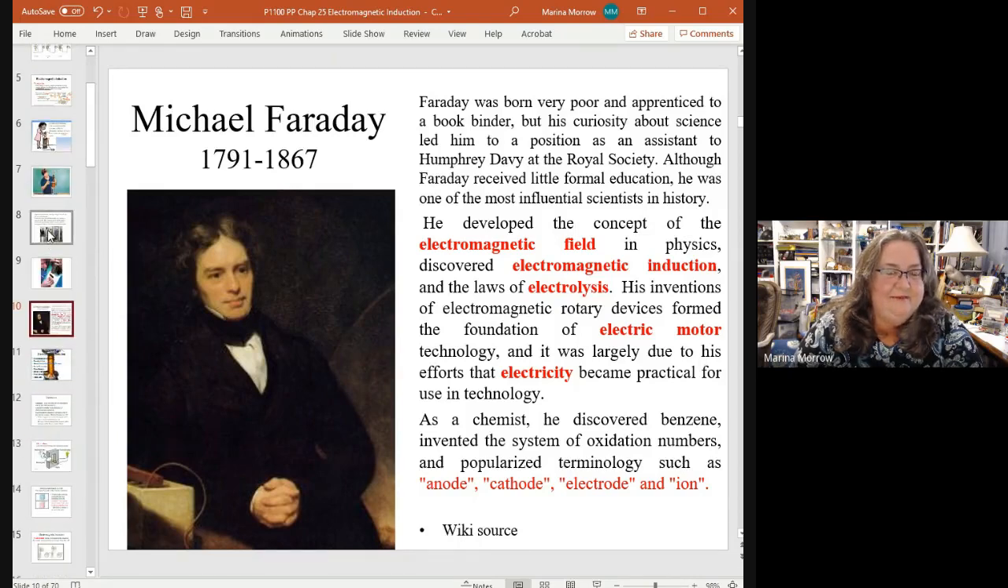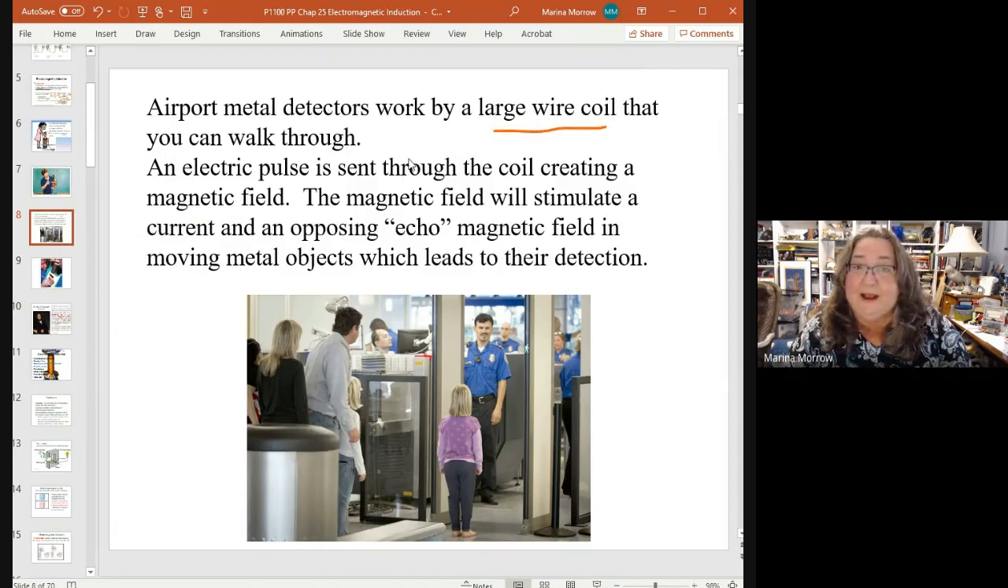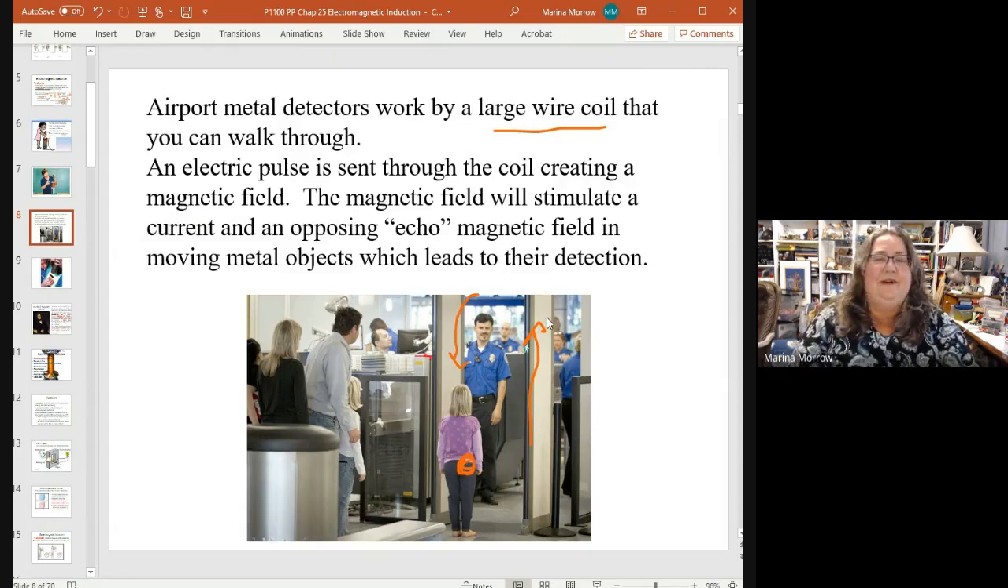Okay, and that's the end of this, but also when you go to an airport for a metal detector, same thing. You are walking through a large coil. If you've got metal in your pocket, then the current starts to flow through the metal object, because there's this large electromagnet that you're walking through. It's sort of like an echo of the current flowing through that wire. Because of that, they can actually detect metal objects. So anyway, it's pretty cool.